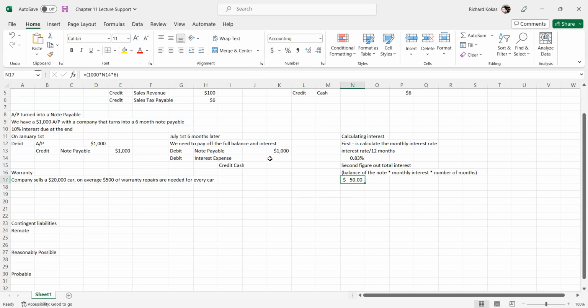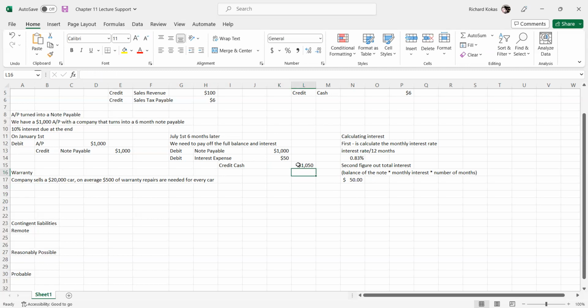So now we're going to take that and put it over here. So 50 is our interest expense. And the cash we're paying now is the $1,000 we owe plus the $50. So we're paying them a total of $1,050. And that's a note.